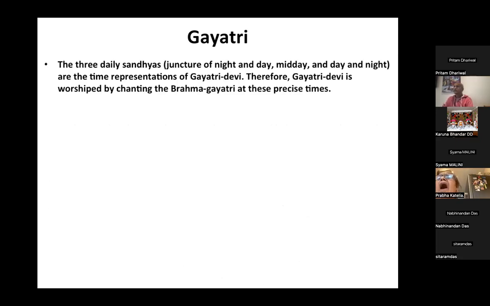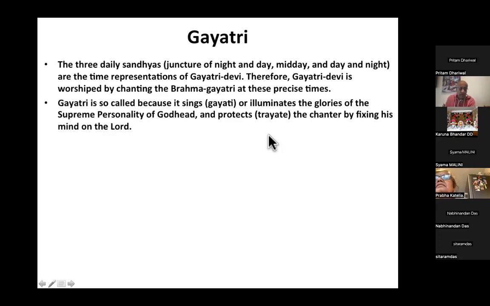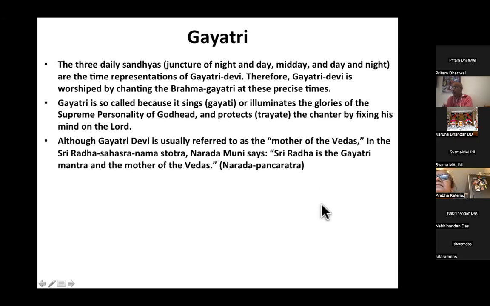The three daily sandhyas, the junctures of night and day, midday, and day and night, are the time representations of Gayatri Devi. Therefore, Gayatri Devi is worshipped by chanting the Brahma Gayatri at these precise times. Gayatri is so called because it sings, Gayati, and illuminates the glories of the Supreme Personality of Godhead and protects, Trayate, the chanter, by fixing his mind on the Lord.